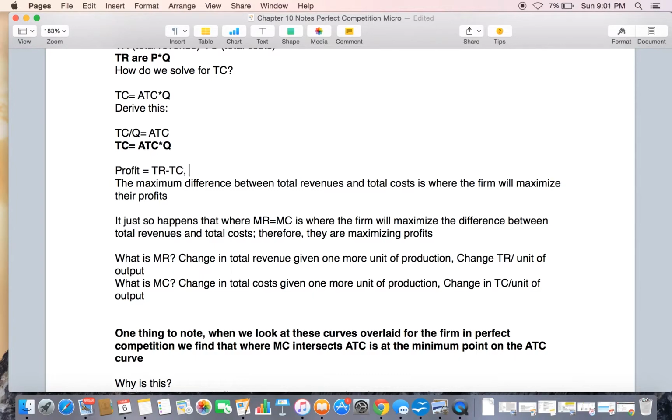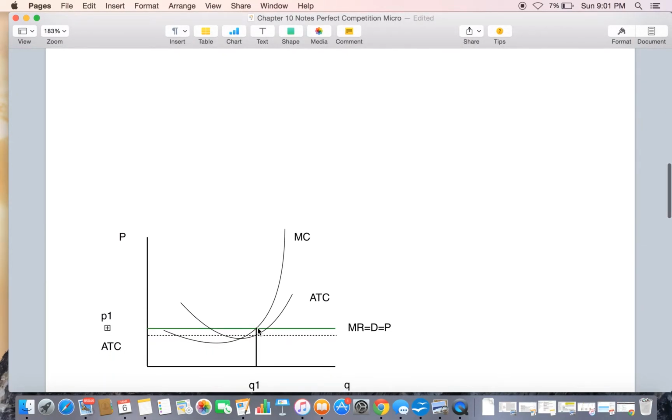Where price times quantity is your total revenues, and average total cost times quantity are your total costs. If we pull out our Q's, this simplifies to profit equals quantity times price minus average total costs. Therefore, anytime the price is greater than the average total cost at the quantity we're producing, we would see economic profit represented by this rectangle here.